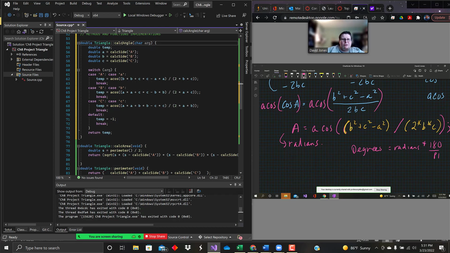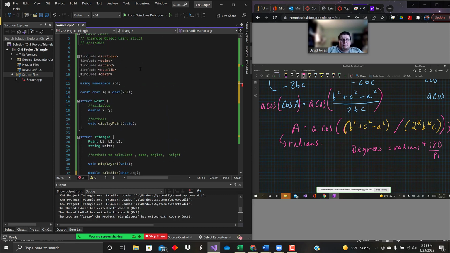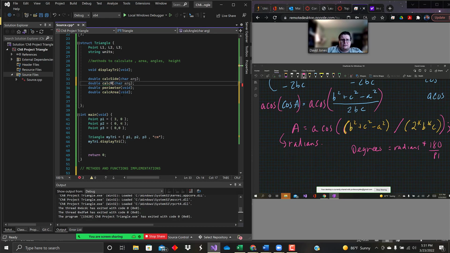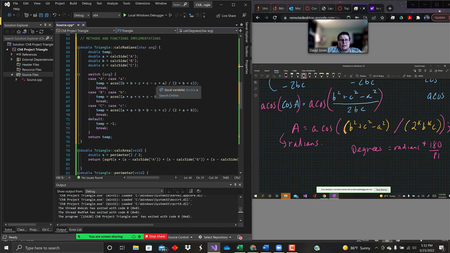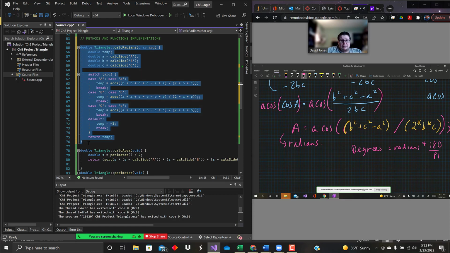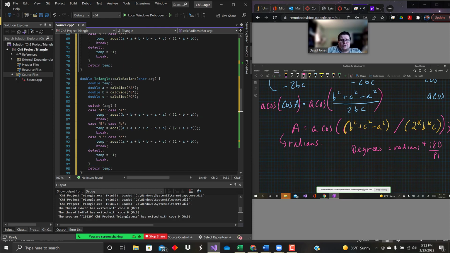So I think I'm going to actually call this calc radians. And then I'm going to do one called calc degrees, and it's going to look just like this one. So I'll double that. It's going to be called calc degrees. But here, I don't need any of this. I don't need temporary variables.